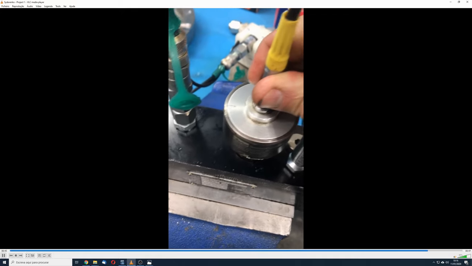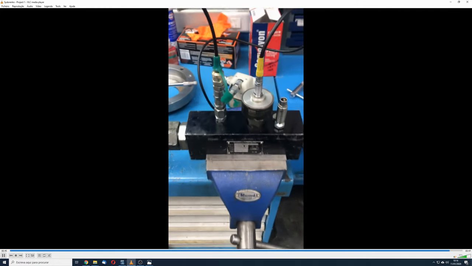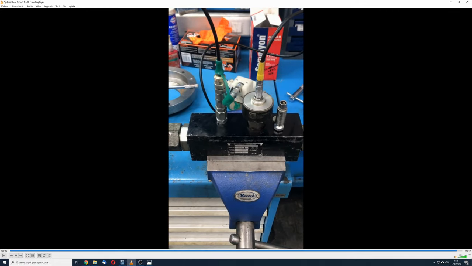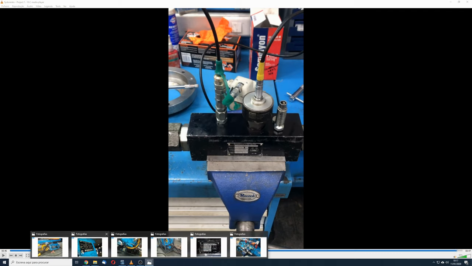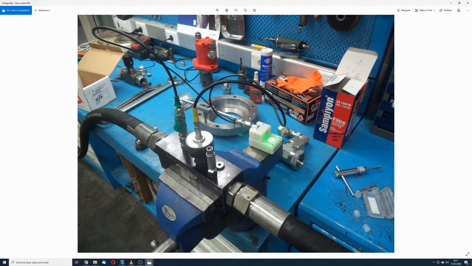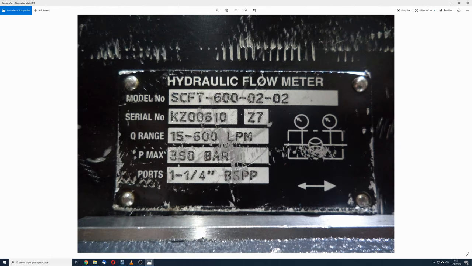This here is the flow sensor, and boom, we are done. Now, this flow meter here, which you can also see over here, is a pretty standard Parker flow meter. I have the nameplate over here. The model is SCFT600, and since this is the analog version, which has the 0 to 3 volt output, connecting the flow sensor to the wireless monitor was a piece of cake.